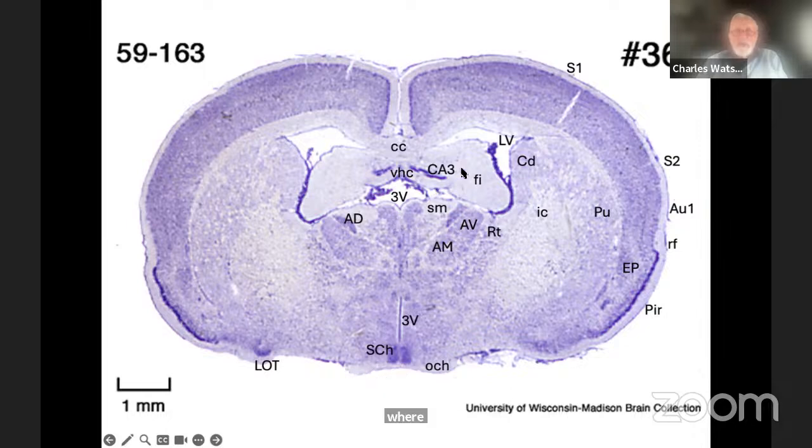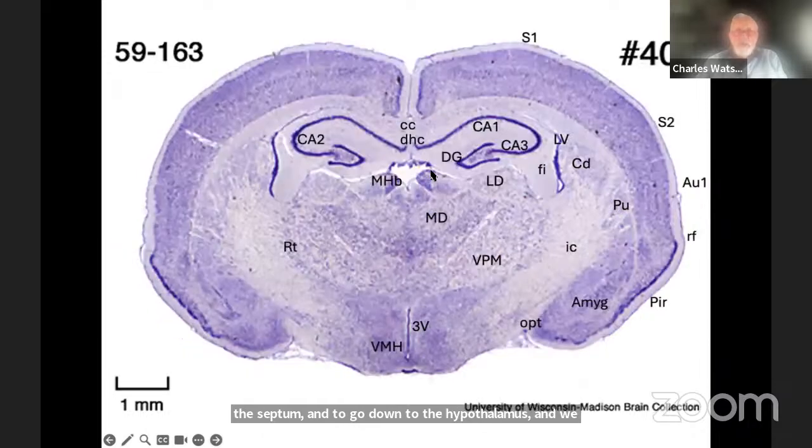Another interesting thing is that bulging into the ventricle at the top here is the extension of the hippocampus. The fimbria, the main fiber bundle leaving the hippocampus, is coming forwards to here to reach the septum and to go down into the hypothalamus. And we can see the beginning of the hippocampus. We'll see more of it in the next one.